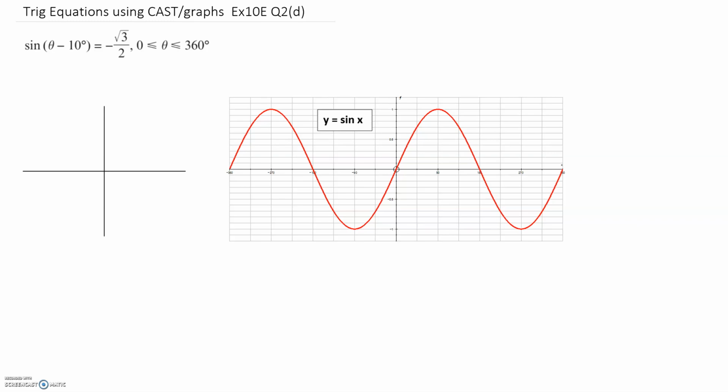Hello, I thought I'd do a video to explain how to use cast diagrams or trig graphs to solve trig equations like the one we've got here. This is from exercise 10E in the Pure 1 textbook, question 2D. The way I usually solve these is the way I was taught when I was in sixth form college, which was to use the cast diagram.